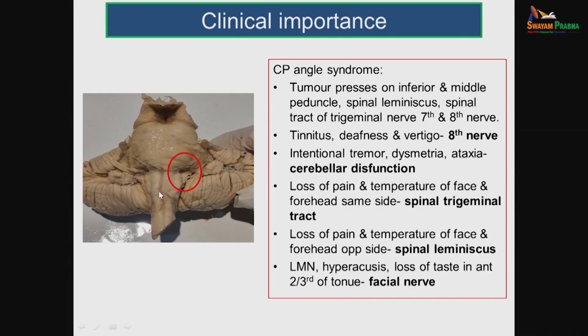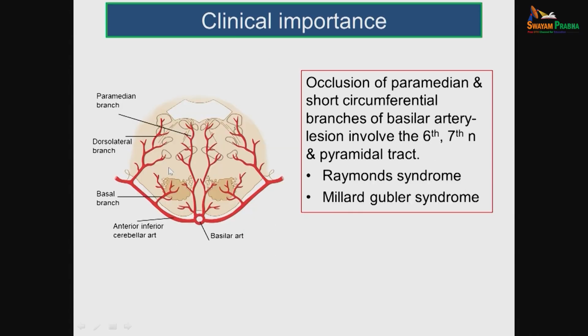Okay, and also he can present with the lower motor neuron lesion, then hyperacusis, because the facial nerve supplies the stapedius, and also the loss of taste in the anterior 2/3 of the tongue, all this because of the symptoms of the facial nerve. So, if there is any tumor at this region, if the patient presents with so many symptoms, we need to think there is a pathology at the cerebellopontine angle.